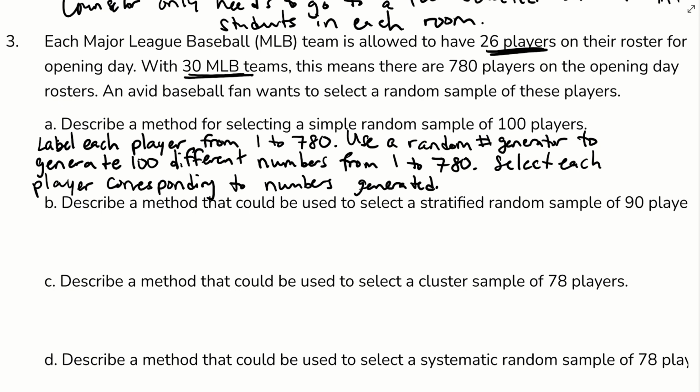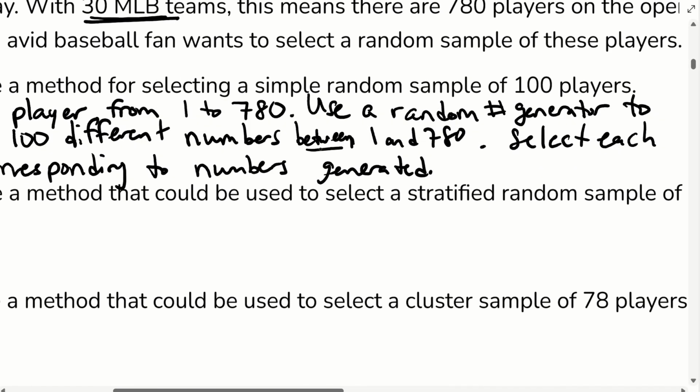Let me change this. I forgot to put here between 1 and 780. I put from 1 to 780. It should say between 1 and 780. I just noticed that, apologize. So between 1 and 780.